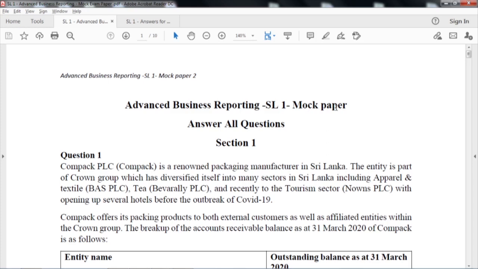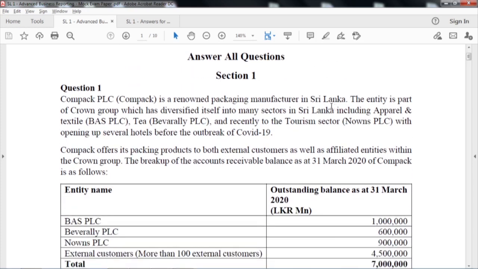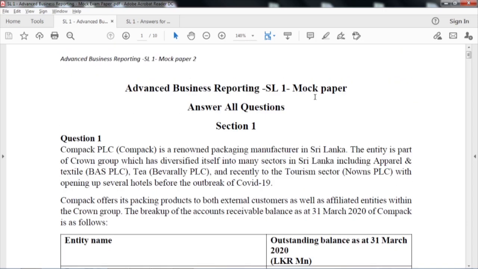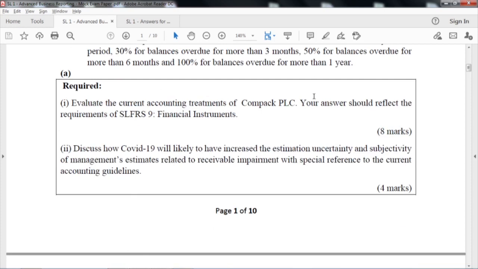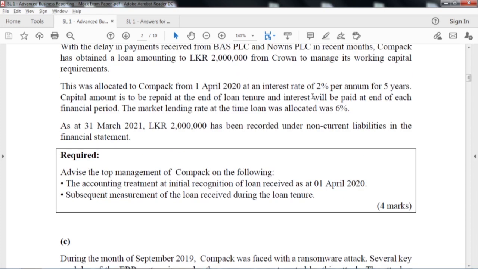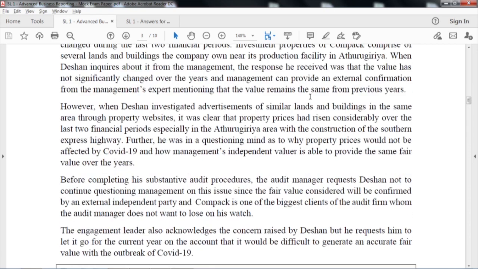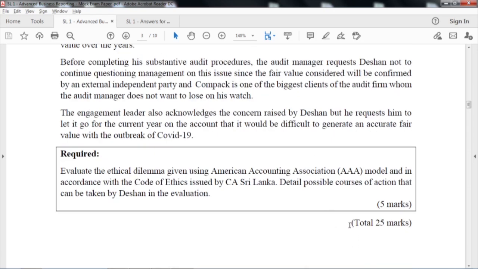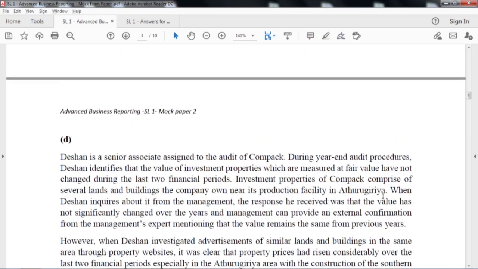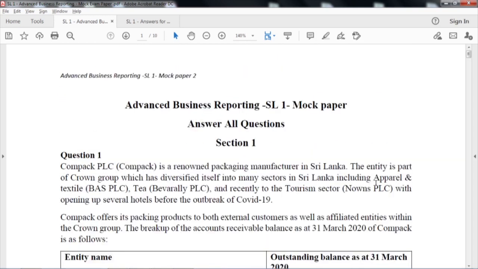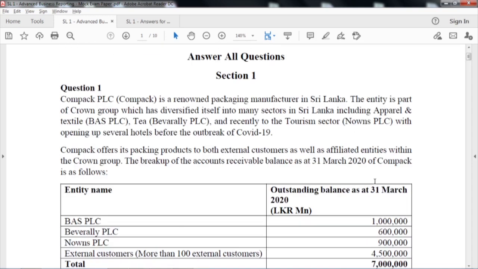Okay, question 1. At a glance, when you run through the paper during 10-15 minutes in the exam, question number 1 carries about 25 marks, right? 25 marks. Now in this 25 marks, what questions are connecting to this area that I discuss with you, right, in this video as well as in your syllabus?